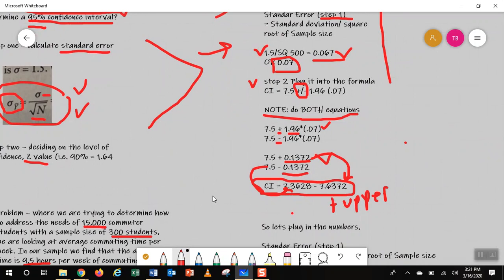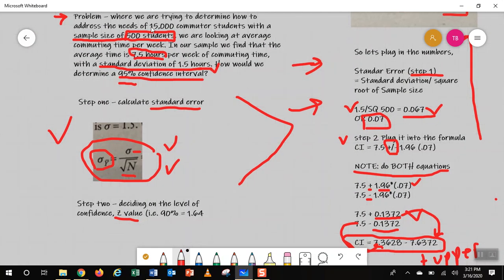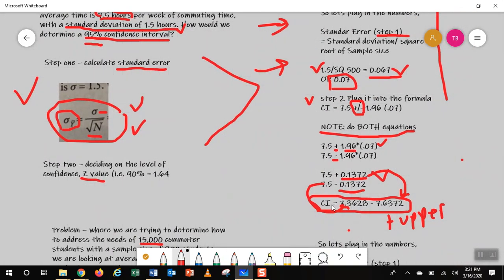So basically when you state the confidence interval, what we end up saying is we're 95% sure that our sample of 500 students is correct in saying that the average commute time is somewhere between 7.3628 and 7.6372. So just remember, when you're putting this in your homework, make sure you put them in the proper spot. This is the upper number, 7.6372, and this is the lower bound, 7.3628, okay? So make sure you have those separate.